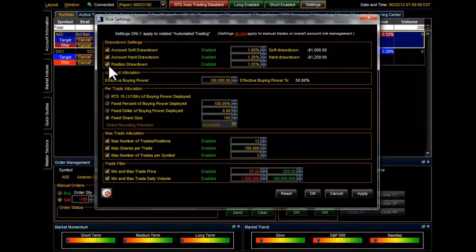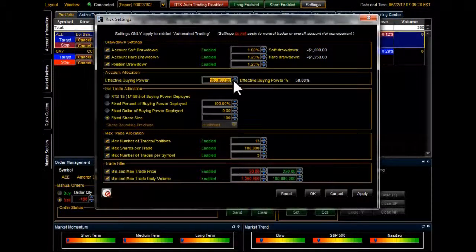Position drawdown will also limit your net liquidity exposure. However, this is on a per position basis. It's real important to understand that the drawdown settings directly are in correlation with the effective buying power here, which in this situation we have $100,000 allocated to our trading account.